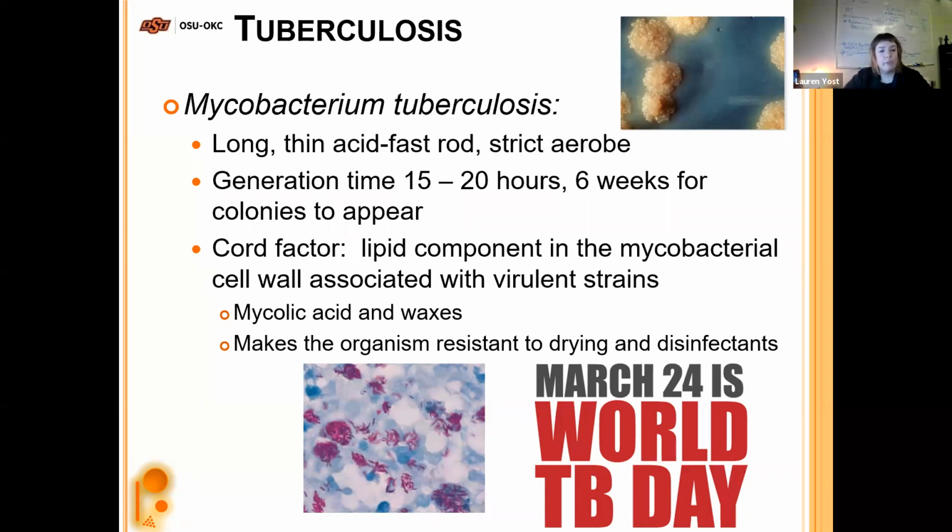They have something called cord factor. It's a lipid component in the mycobacterial cell wall that is associated with virulent strains, so the ones that can cause disease and present disease in people. They also have mycolic acid and waxes in their cell wall that makes them resistant to drying as well as resistant to disinfectants.